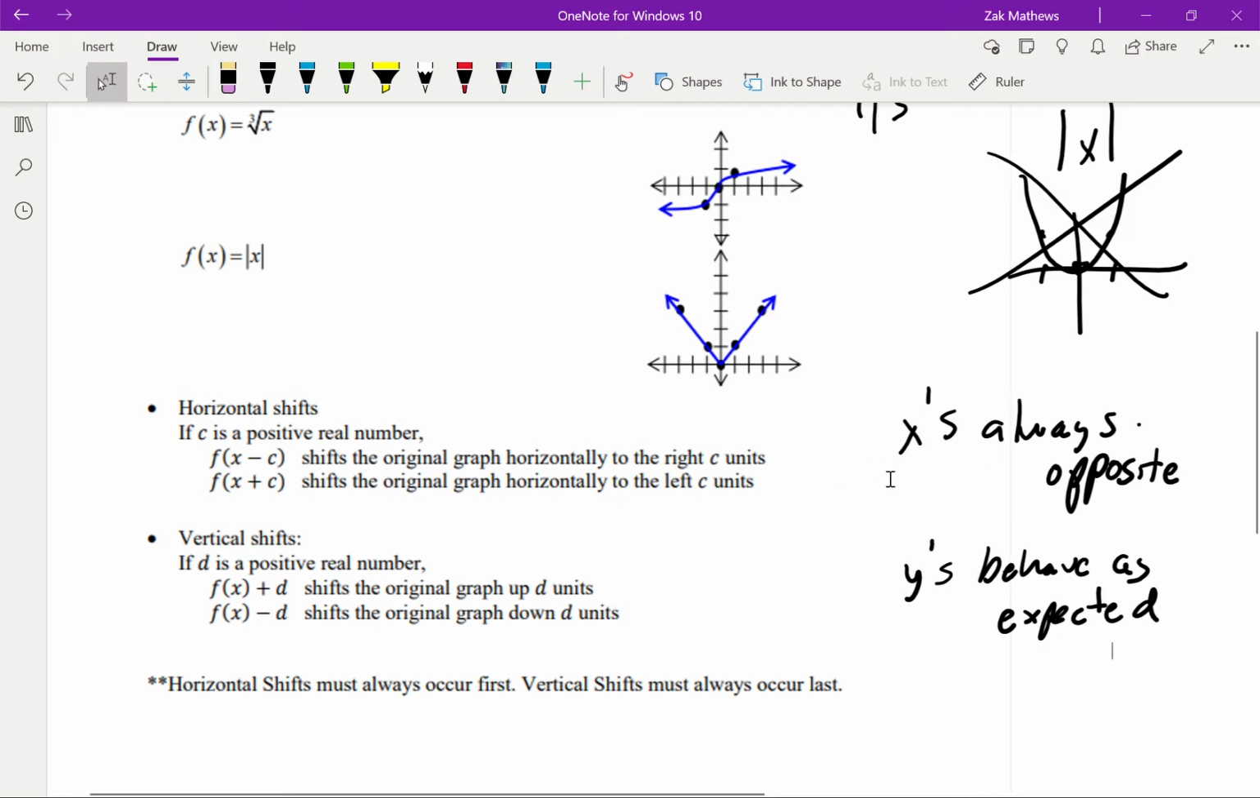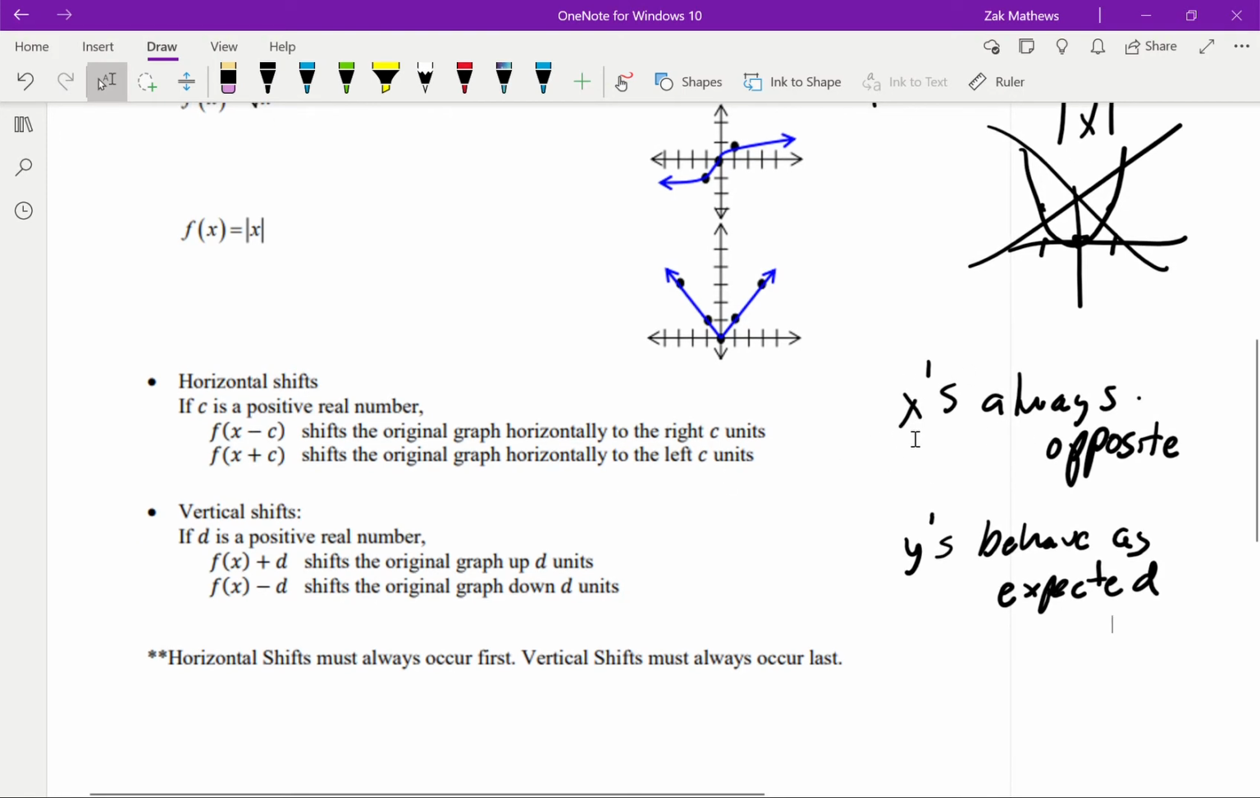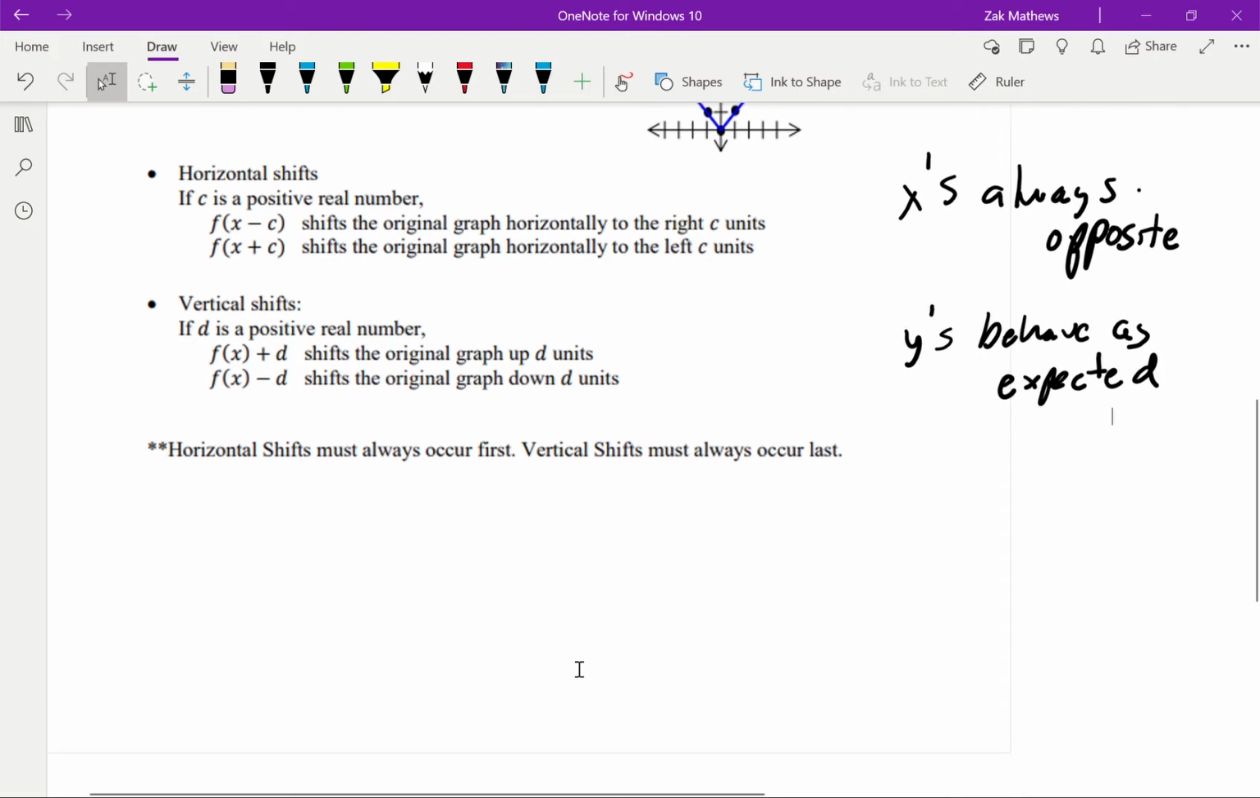Why are the x's always opposite? I'm going to come back around to that, so don't lose that idea. I'm going to address that later on in this video. Last point here, horizontal shifts must always occur first. Vertical shifts must always occur last. That is going to be very important. We will talk about other transformations in a little bit, but these two things will always be true. Horizontal shifts always first before anything else that is occurring. Vertical shifts always last before anything else that is occurring.